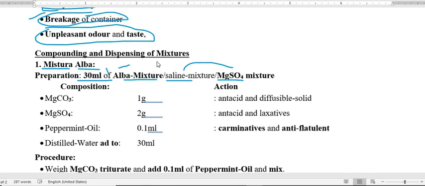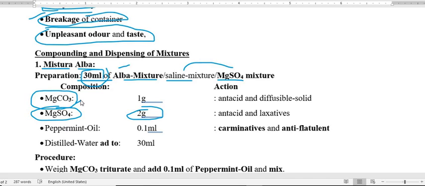Now we have to go through the composition for the preparation of 30 ml of alba mixture. The main constituent is magnesium sulfate. We are taking 2 gram of magnesium sulfate for the preparation of 30 ml of alba mixture. And to diffuse the magnesium sulfate, we are going to take one more component, that is magnesium carbonate.